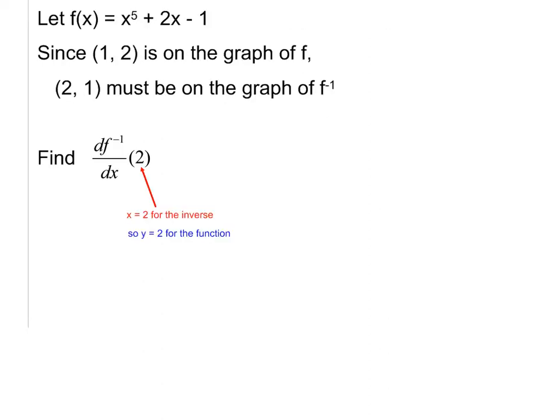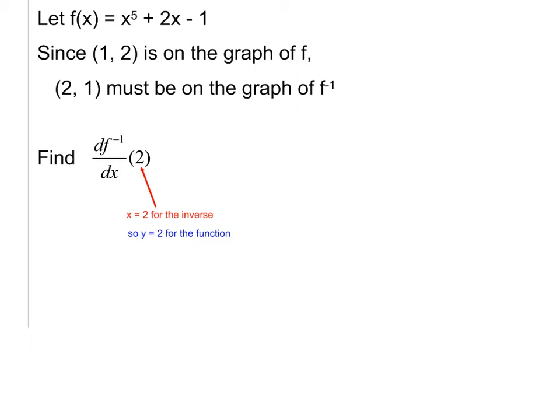So here's an example. Let's say the function is x to the 5th plus 2x minus 1. If we plug 1 in for f, 1 plus 2 minus 1 is going to give us 2. So I know that the point (1, 2) is on my graph of f. Well, for an inverse, because the x's and y's switch, that means the point (2, 1) must be on the graph of the inverse of f. And trying to find the inverse of f would be quite painful because we'd have y to the 5th plus 2y minus 1 where we're trying to isolate y.